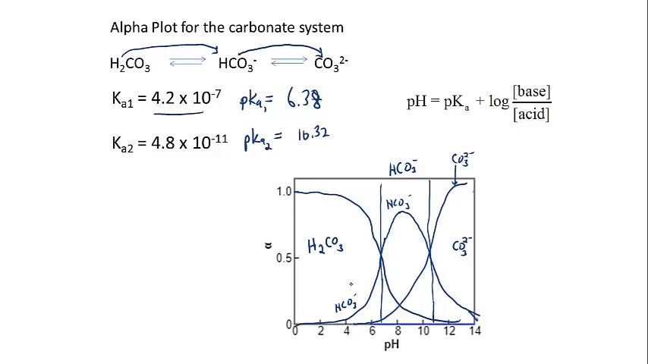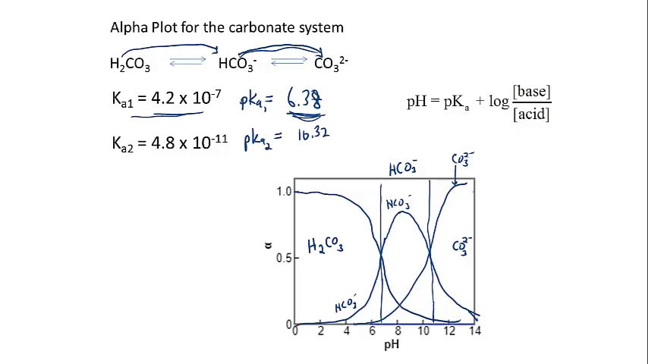So the hydrogen carbonate grows in from the first reaction, which is half done at 6.38, and as the pH increases after 6.38, it grows up. But then, as you get further in pH, the hydrogen carbonate reacts to make the carbonate, and it's 50% gone by the time you get to 10.32.